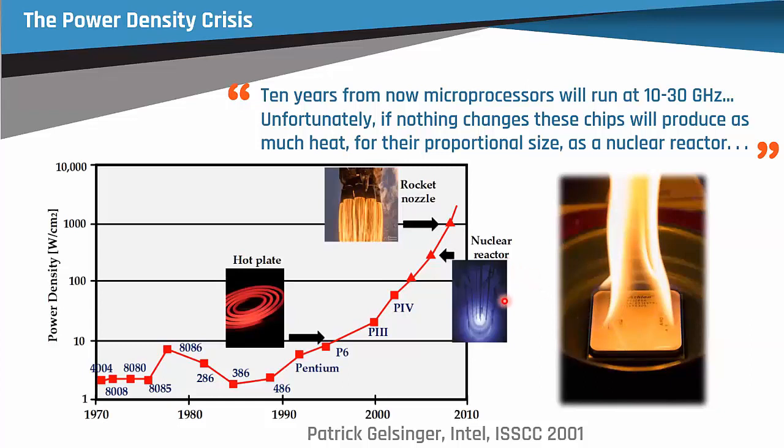As Pat Gelsinger stood on the podium at ISSCC, he said 10 years from now, microprocessors will run at 10 to 30 gigahertz. Well, that didn't happen, did it? Unfortunately, if nothing changes, these chips will produce as much heat for their proportional size as a nuclear reactor.